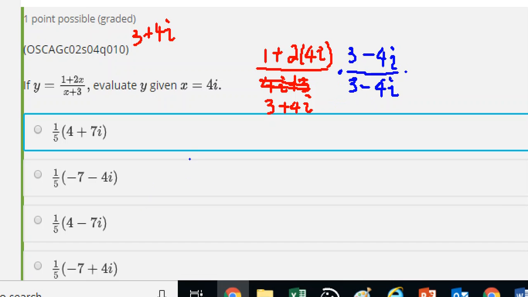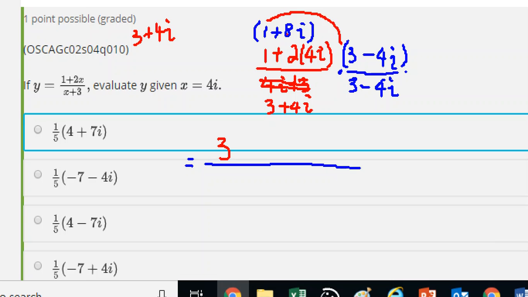Now, let's do the algebra right here. So the top, you actually have 1 plus 8i times 3 minus 4i. This is 2 times 4 is 8. So now you're going to FOIL it. So 1 times 3 is 3, right? And then 1 times negative 4i is minus 4i. And then 8i, so I'm going to use another color. Let's use pink. So 8i times 3 is 24i, plus 24i.